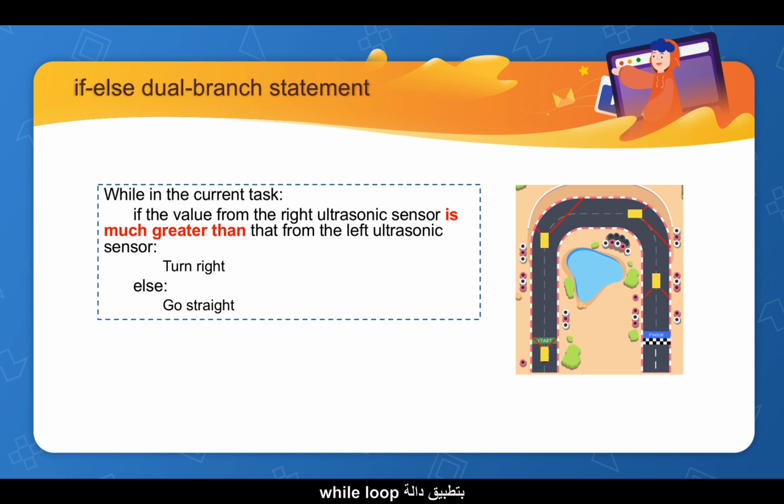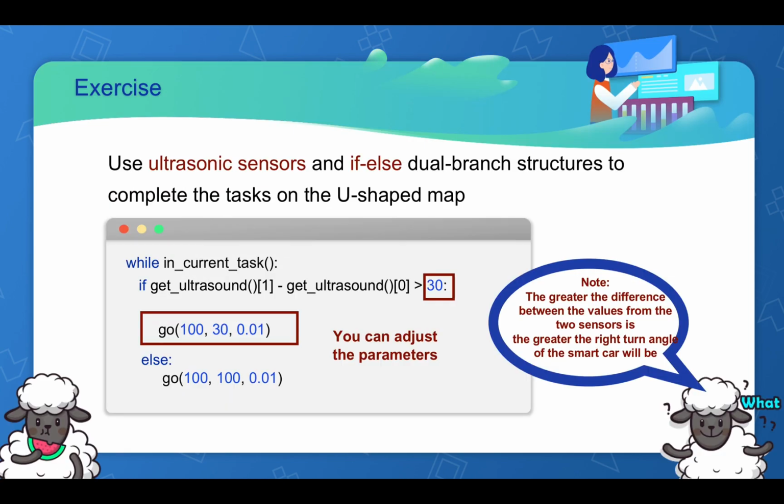By applying a while loop together with a dual branch statement, we will find the best way to describe the detection of the curve. So the condition is: if the value from the right ultrasonic sensor is much greater than that from the left ultrasonic sensor. And it means the value from the number 1 ultrasonic sensor is much greater than that from the number 0 ultrasonic sensor. And let's try a difference of 30.